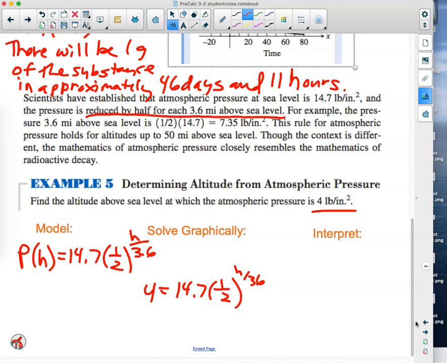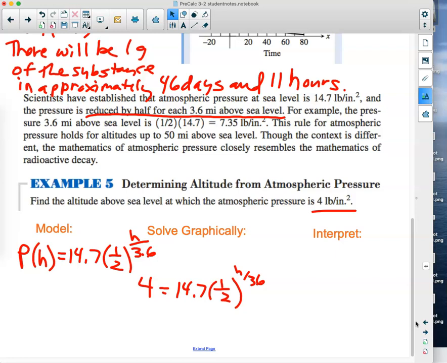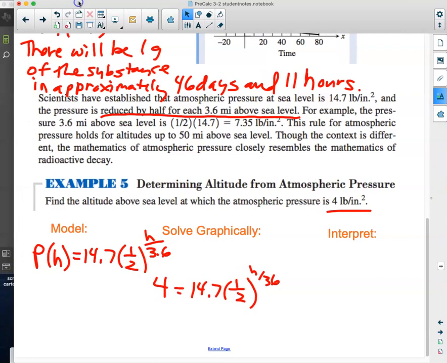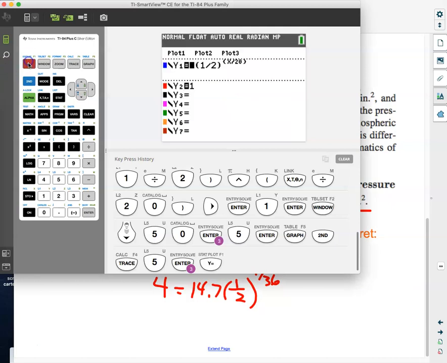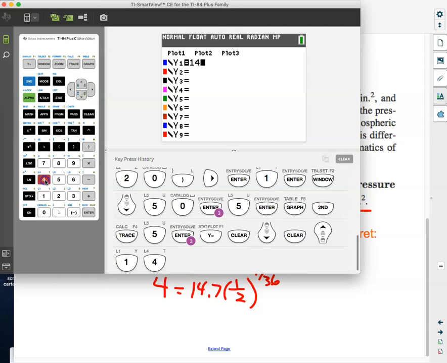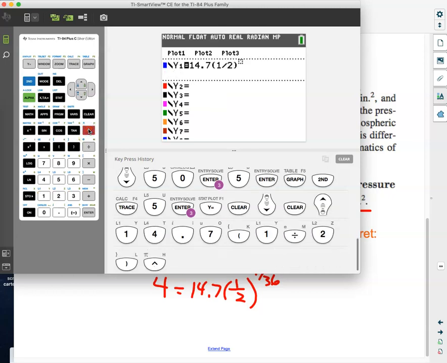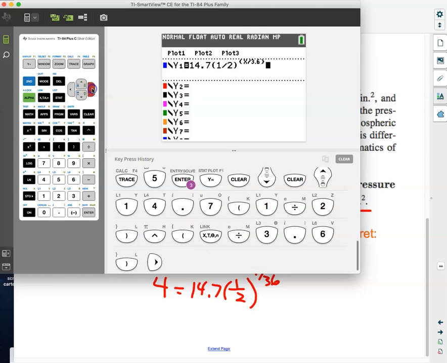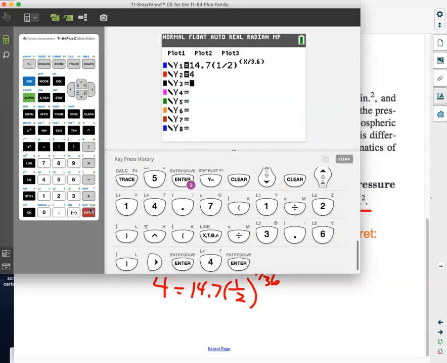So we need to punch in a 4, almost looks like a Y over there, make it a little crisper. There we are. So Y sub 1 and Y sub 2, and set the window so we can see what we need to see. Alrighty, so it was 14.7, parentheses 1/2, parentheses, to the parentheses, and we needed H or X divided by 3.6. Kick it out, and we want to see a 4.